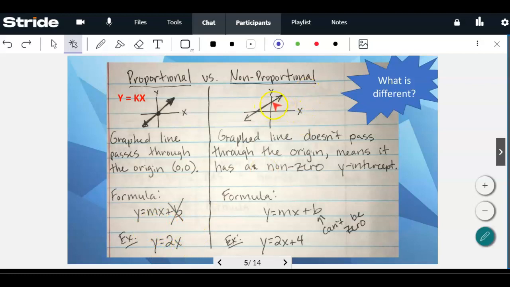Non-proportional equations do not go through the origin, they pass somewhere else on the y-axis. So where it passes is going to be your plus or minus. This would be plus because it's a positive number. And then you have your slope and then it passes at 4, so +4. Can't be 0 here.